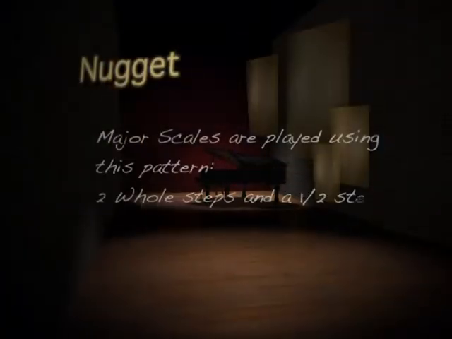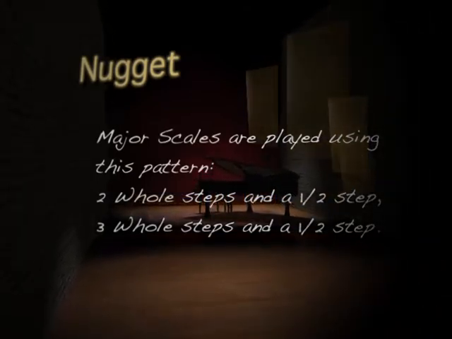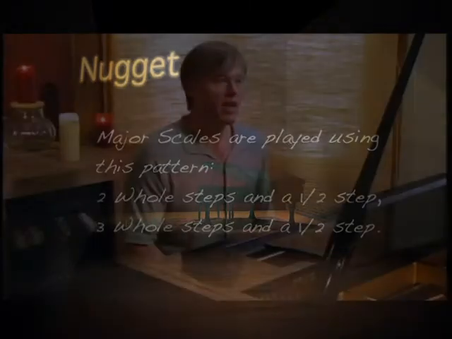And that brings us to our first nugget this session. And that's this. You can play a major scale from any note by using this combination of steps. 2 whole steps and a half step, 3 whole steps and a half step. If you play a major scale from any note other than C, you'll be playing at least 1 black key.